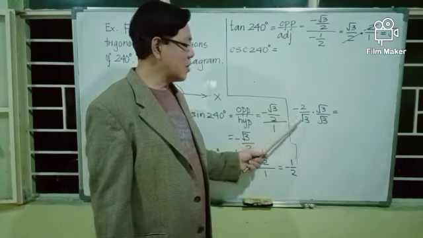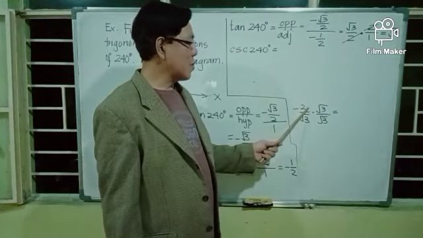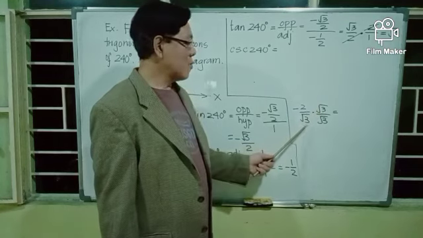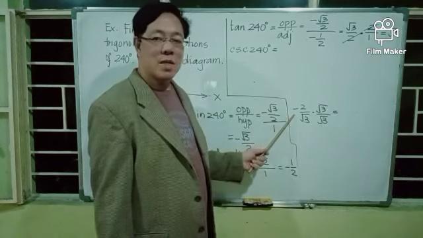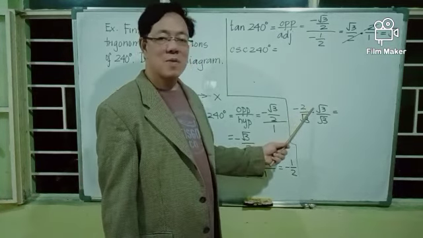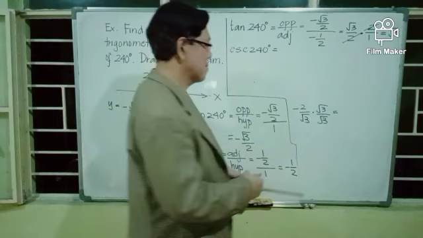Again, we rationalize the denominator, square root of 3. We multiply the numerator by square root of 3, and we multiply the denominator by square root of 3. Now the numerator is negative 2 times square root of 3, which is negative 2 square root of 3.